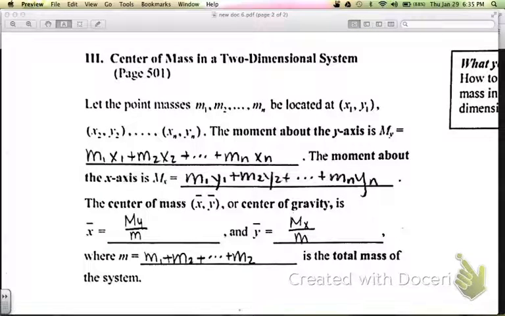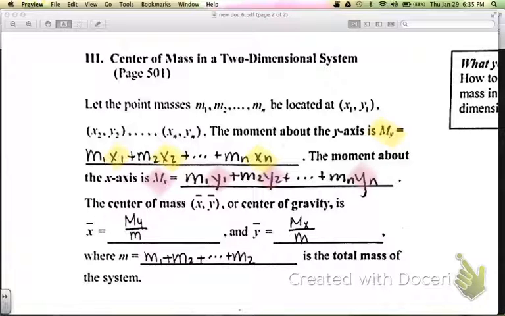So it's the opposite. It's the M_y, but it has the x values with it here. So notice that. And then vice versa, with the M_x, the moment about the x-axis, it has the y values, or the y coordinates. So it pairs the opposite ones together.